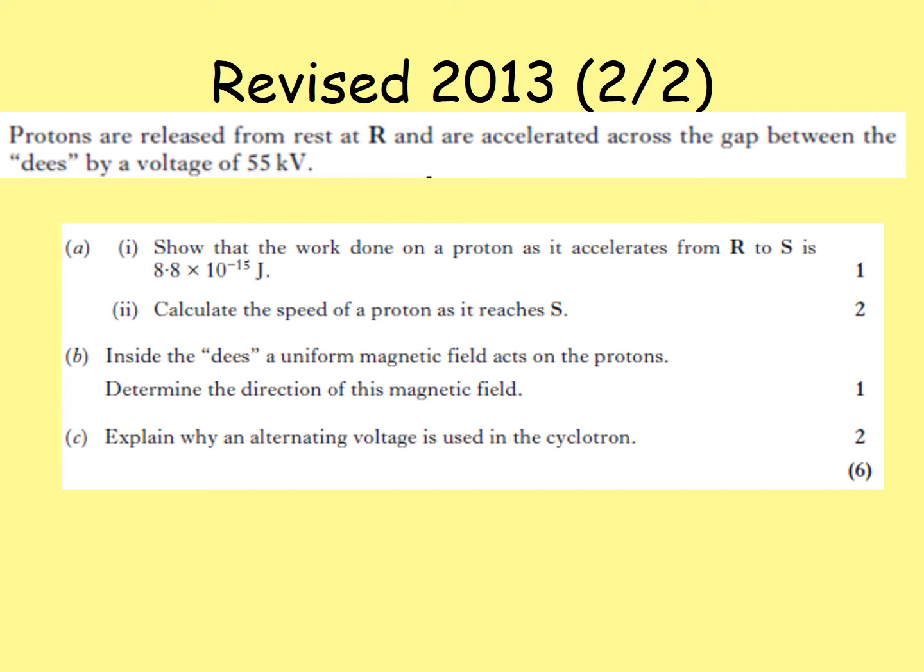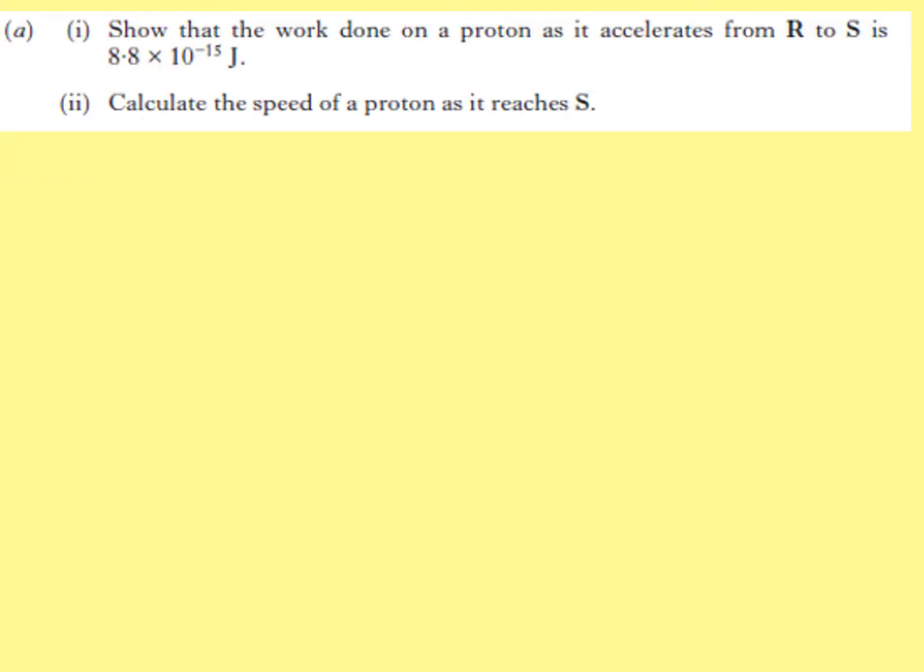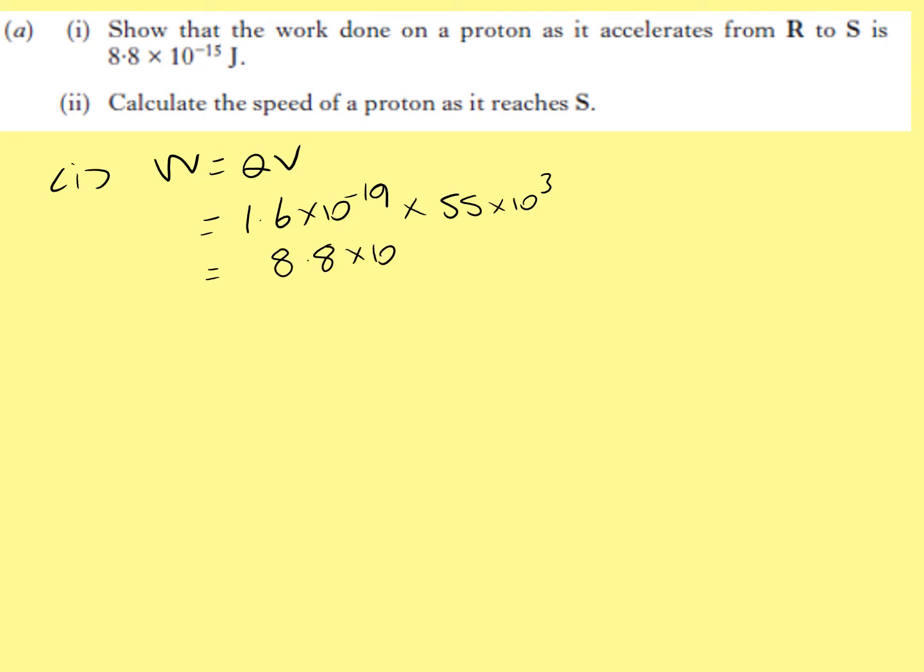So let's look at the first part. We're asked to show that the work done on a proton as it accelerates from R to S is equal to 8.8 times 10 to the negative 15 joules. Here the equation we're going to use is W equals QV. We can get the charge on a proton from the datasheet, and that's 1.6 times 10 to the negative 19 coulombs. And we know the potential because it's given in the question, 55 kilovolts, which we convert to volts. Multiply those two together, and we get a value of 8.8 times 10 to the negative 15 joules as required.